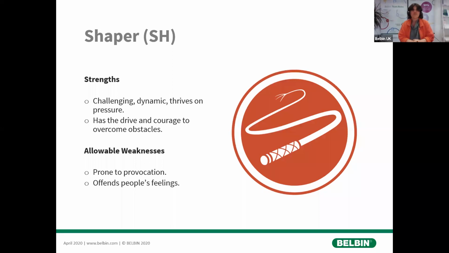Okay, let's recap. We've got what was seen as the traditional, dominant roles, that of shaper and the coordinator. We have the roles which are there for creativity, the resource investigator and the plant, and we also have the implementer, the hard worker. Surely that's good enough. Do you need anything else?